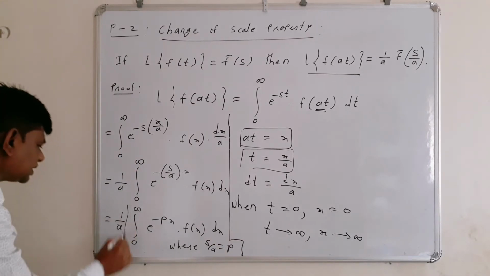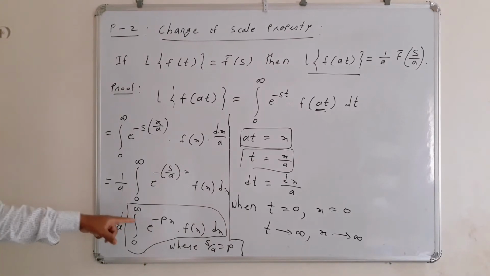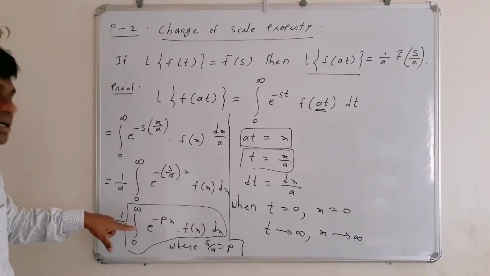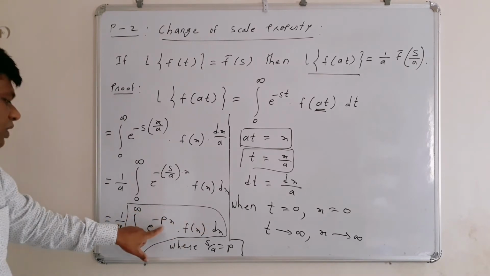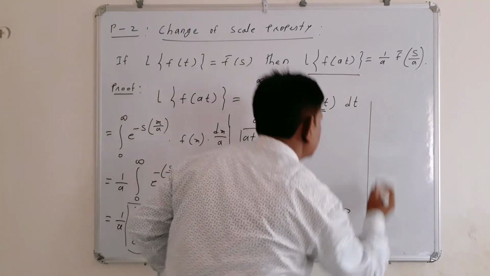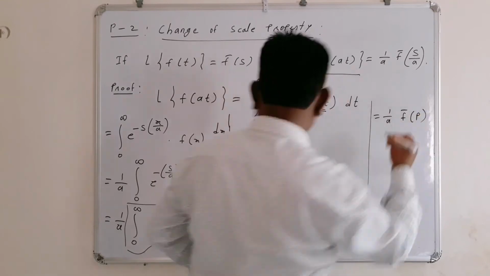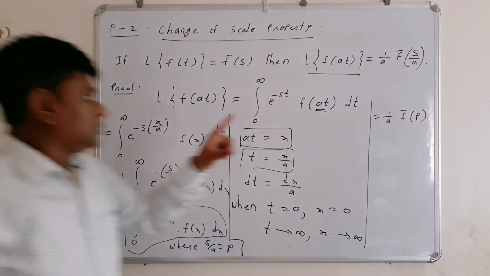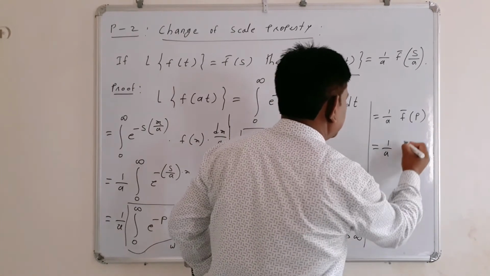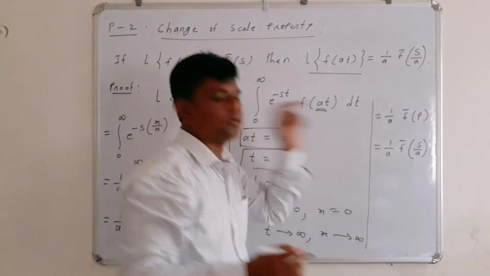Now this integration, 0 to infinity e to the power minus px times f(x) dx, is the definition of Laplace transform. Here p is the parameter, so its answer is 1 by a and f bar p. But this p is s by a, so the answer is f bar s by a, hence proved.